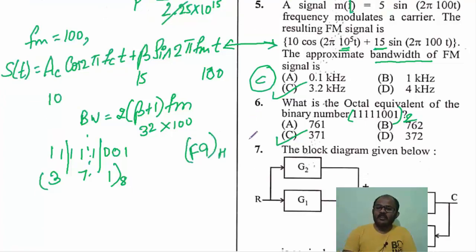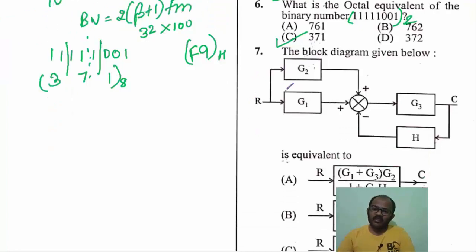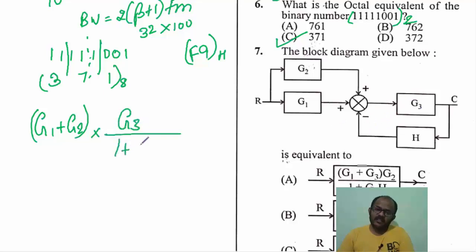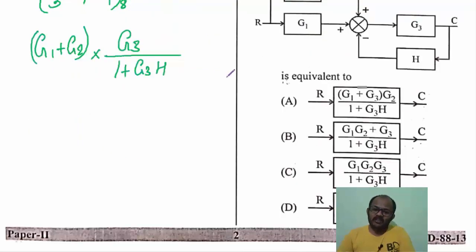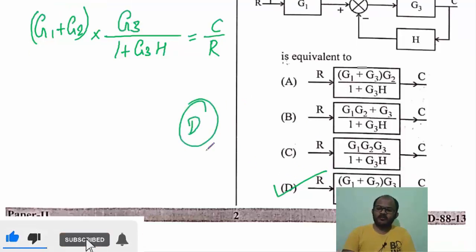Able to follow? Seventh question, the block diagram given below, you have to write the transfer function for this. So this transfer function is G1 plus G2, because G1 and G2 are in parallel, multiplied by the loop gain which is in negative feedback: G of S divided by 1 plus G of S times H of S. So which option will you get? You will get C of S divided by R of S equals G1 plus G2 multiplied by G3 divided by 1 plus G3H. Nothing but option D is going to follow.